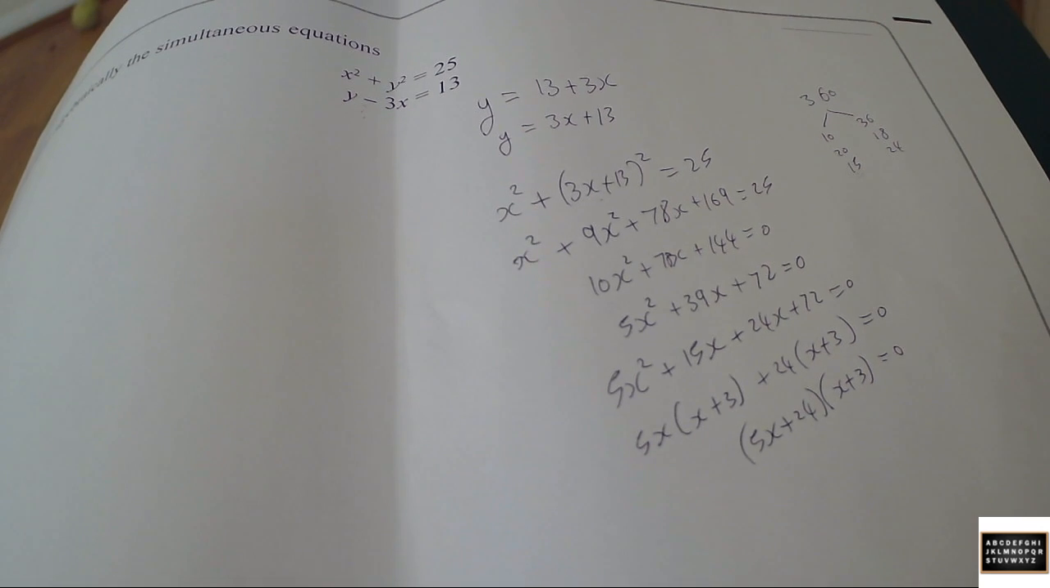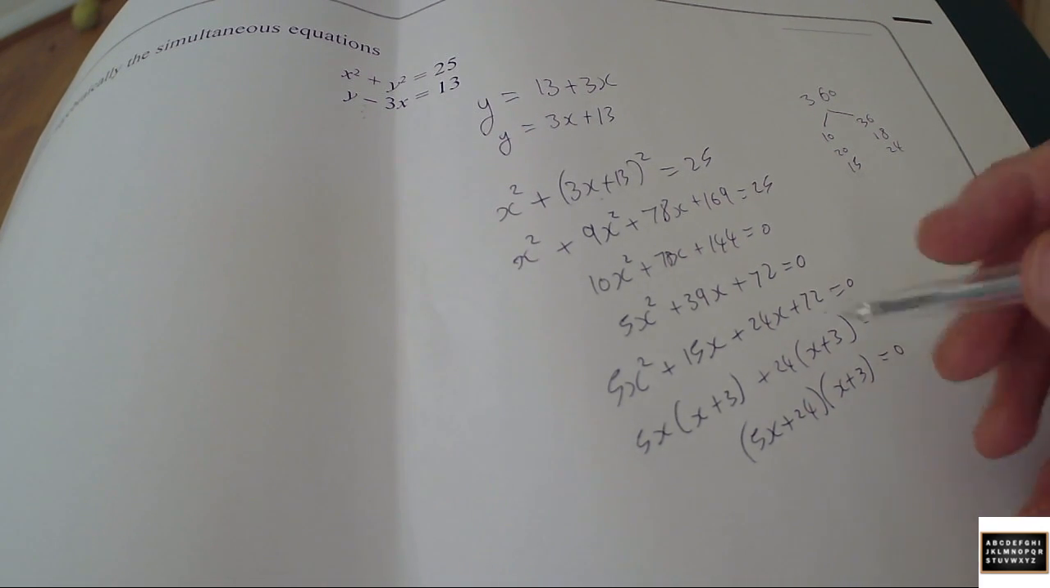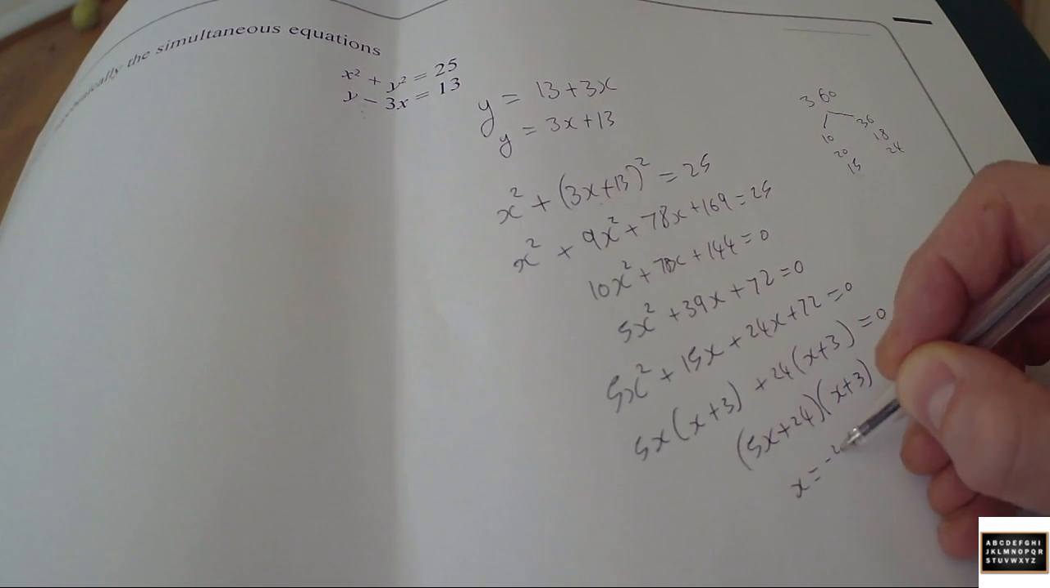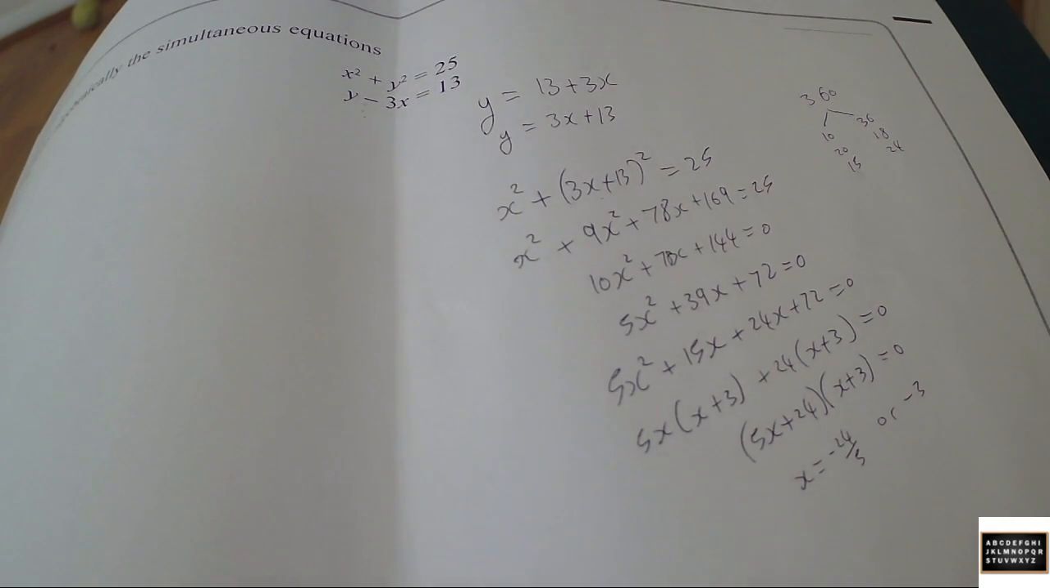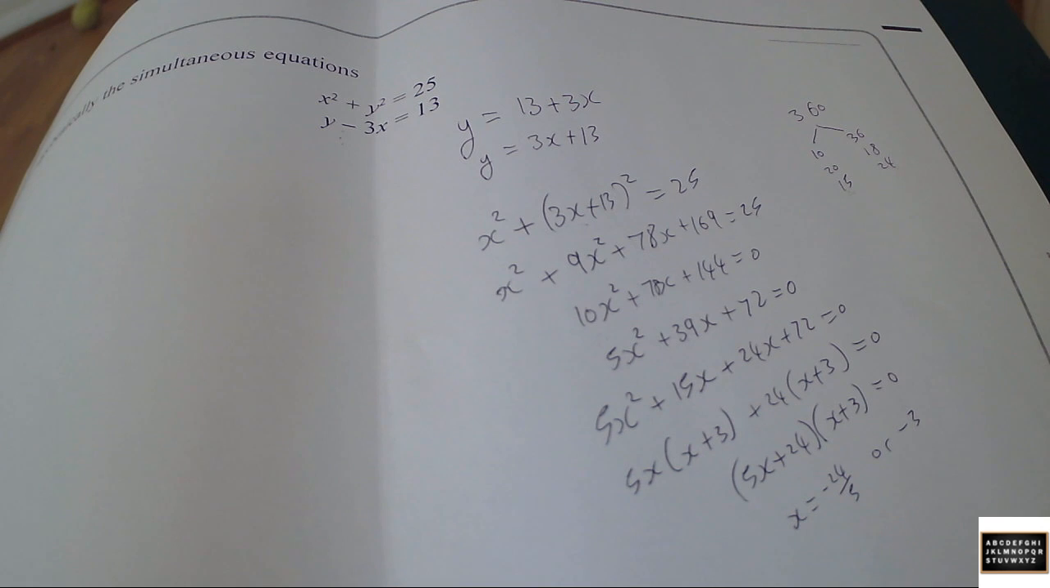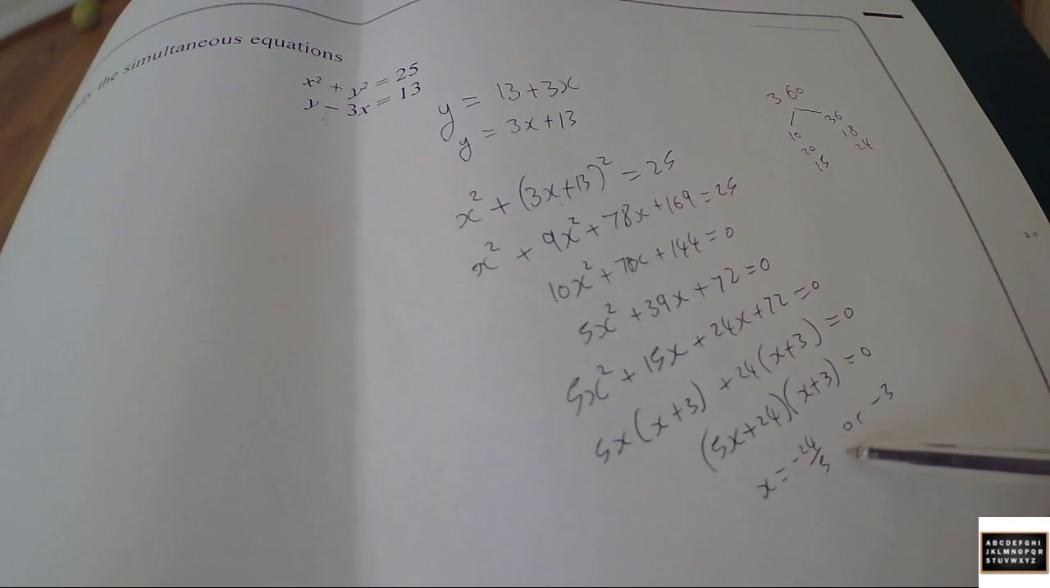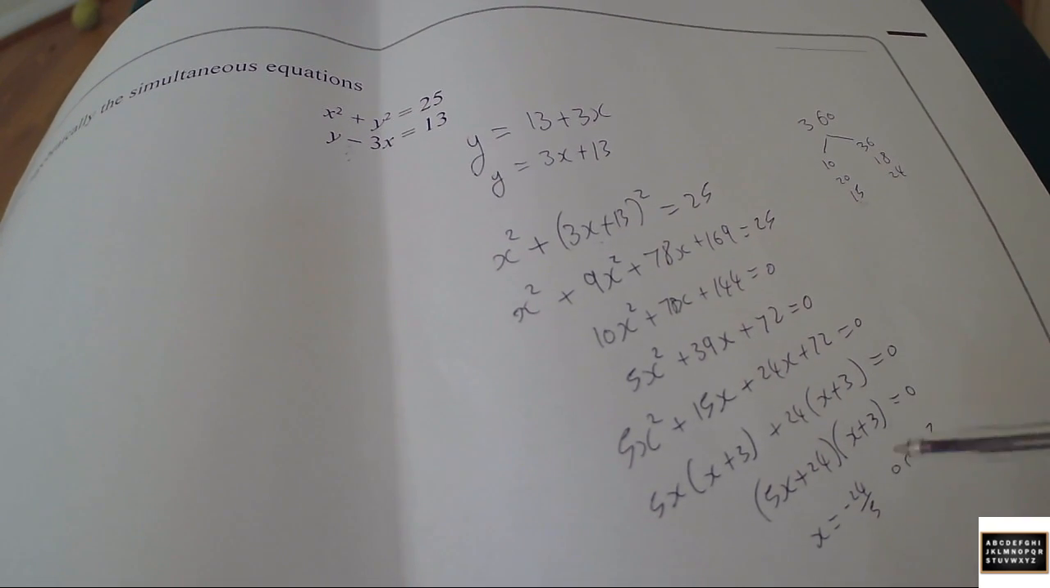It's quite a lot of work, this question. We're going to get the answers x equals minus 24 over 5 or minus 3 by letting these two equal 0. Now this question happens to be worth 5 marks, and some of the marks will be got by doing the x coordinates, but don't forget you've also got to get the y coordinates.